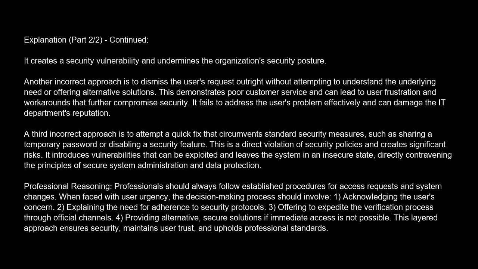Professional reasoning. Professionals should always follow established procedures for access requests and system changes. When faced with user urgency, the decision-making process should involve: 1. Acknowledging the user's concern. 2. Explaining the need for adherence to security protocols. 3. Offering to expedite the verification process through official channels. 4. Providing alternative secure solutions if immediate access is not possible. This layered approach ensures security, maintains user trust, and upholds professional standards.